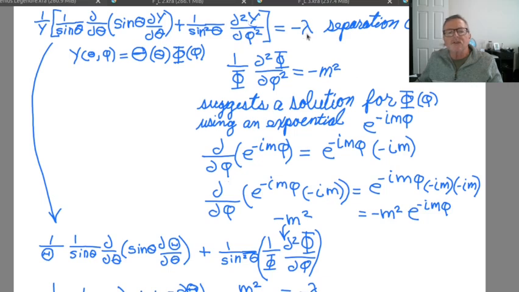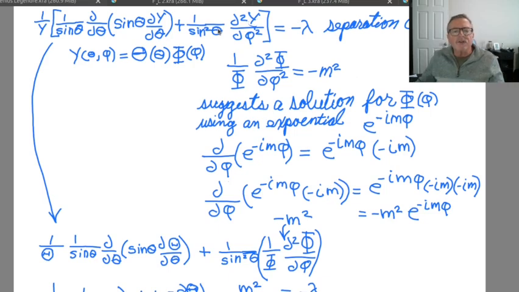Just take our time. Remember how we separated the radial from the angular? Now we're going to separate one type of angular from the other. So the angular part is based on the angle phi, which is the rotational angle around the z-axis, and theta, which is the inclination angle to the z-axis.